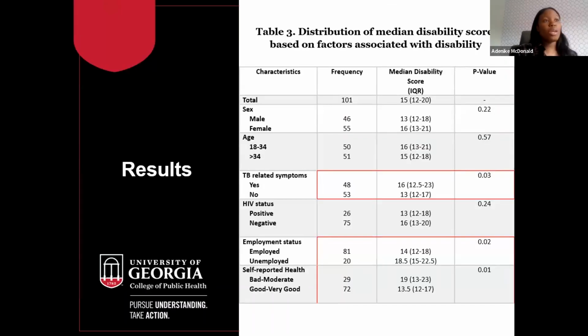For this table, we're looking at the distribution of median disability scores based on the 6 factors or exposures that we're looking at. And for this, we should note that we did not use the binary variable of disability, yes or no. We used a continuous variable of total disability. And using that variable, we see where only TB-related symptoms, employment status, and self-reported health status seem to have a significant association with total disability scores obtained for participants.